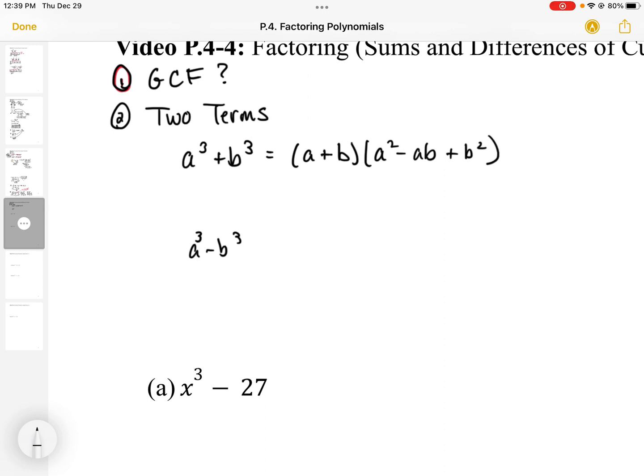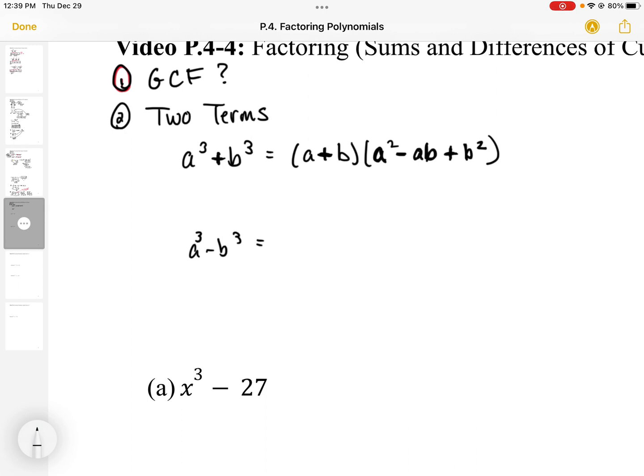Notice the binomial to start with is the base of the first term plus the base of the second term. It is the same sign as the binomial that you're factoring. In the trinomial that follows, the first term is the base squared, minus, the opposite sign of the binomial that you're factoring, and then a and b are just the two bases being multiplied. The last term is addition, and it's the base squared.